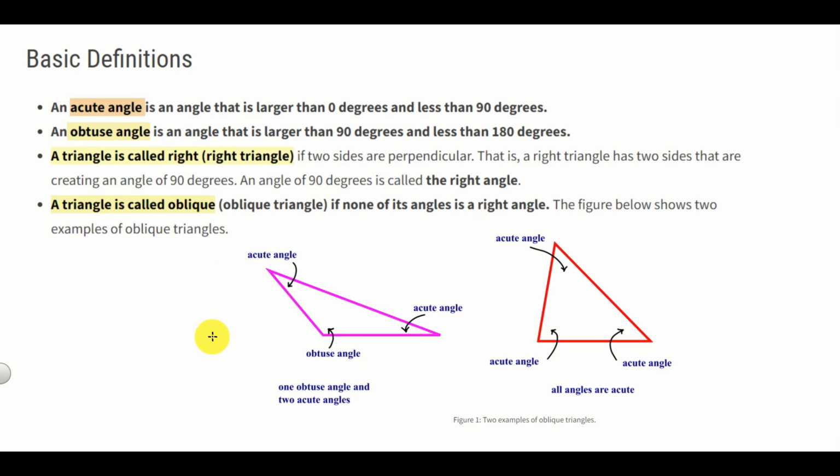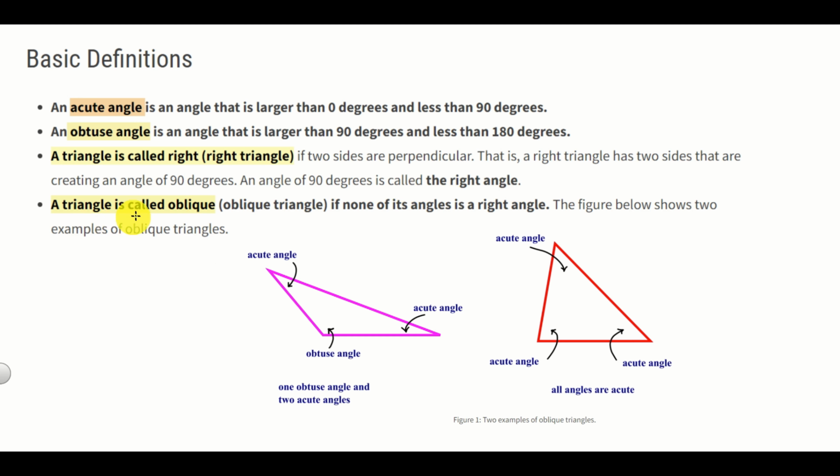Let's start with the basic definitions. An acute angle is an angle that is larger than 0 degrees and less than 90 degrees. Then, an obtuse angle is an angle that is larger than 90 degrees and less than 180 degrees. A triangle is called right, or a right triangle, if two sides are perpendicular. That is, a right triangle has two sides that create an angle of 90 degrees. An angle of 90 degrees is called a right angle.